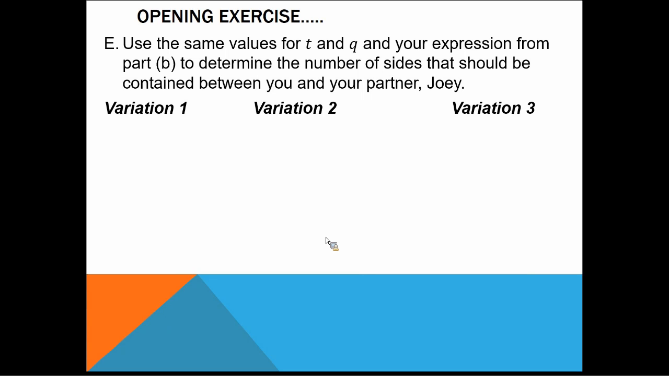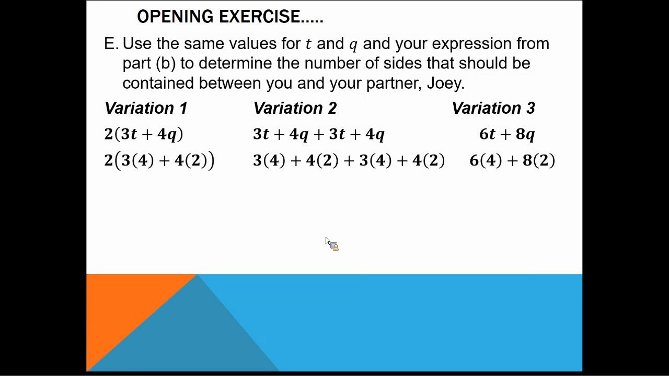Variation 1, we could write out 2 times the quantity 3t plus 4q. Variation 2, we could just add all of both ours and our partners together. Variation 3, we could write it as 6t plus 8q. Our next step for any of these variations, we would plug in our values, 4 for t, 2 for q for each one. We would then simplify, and we would completely simplify our answer.